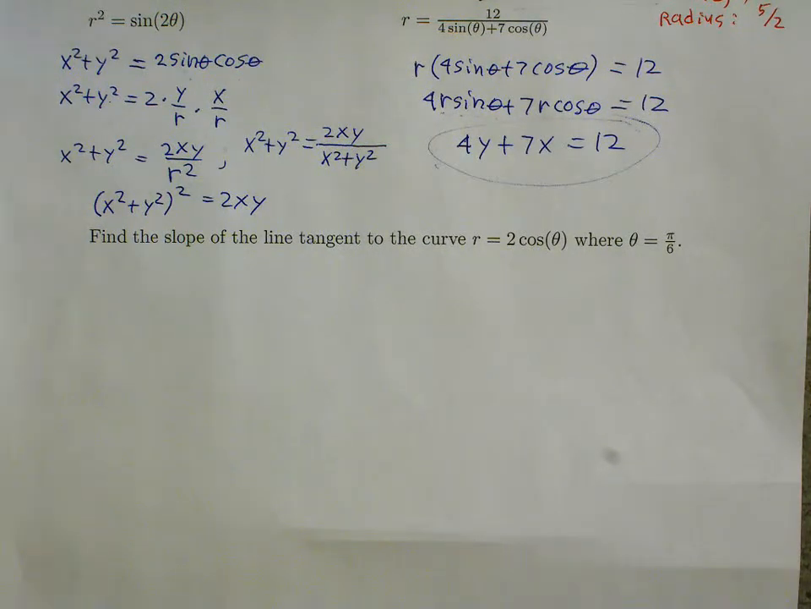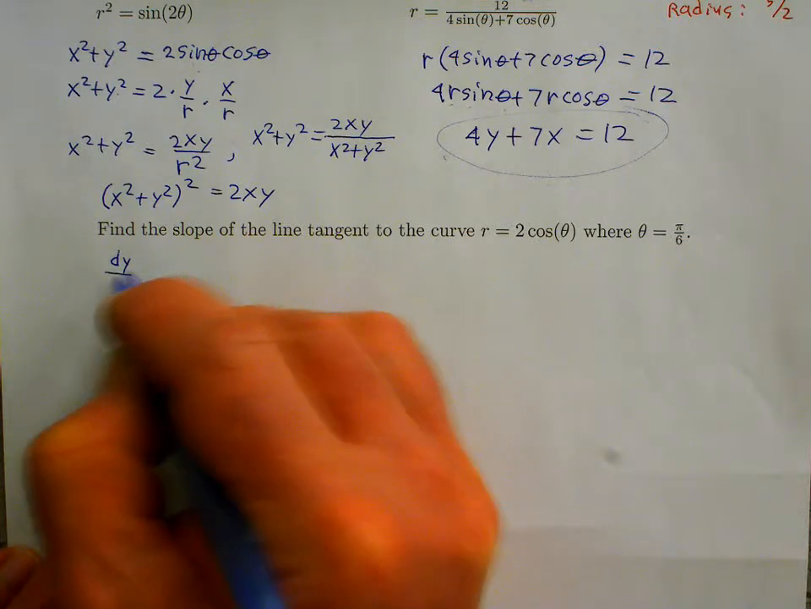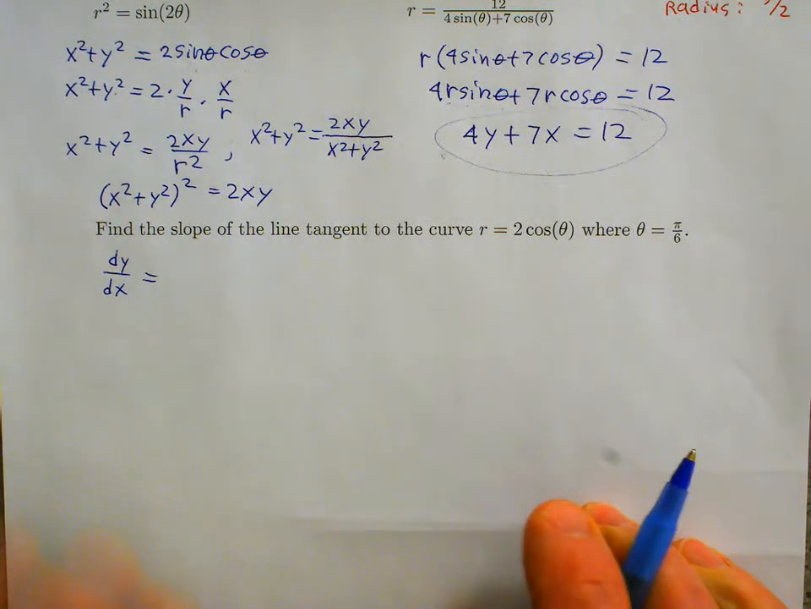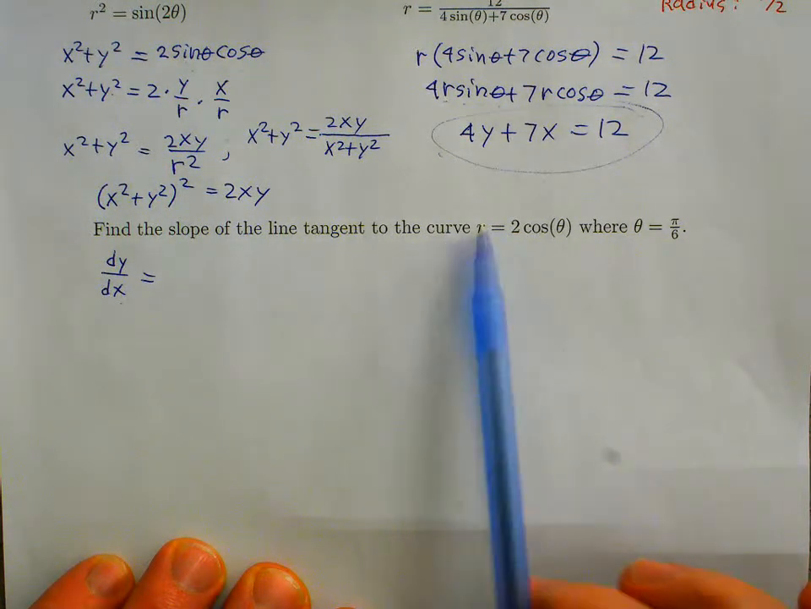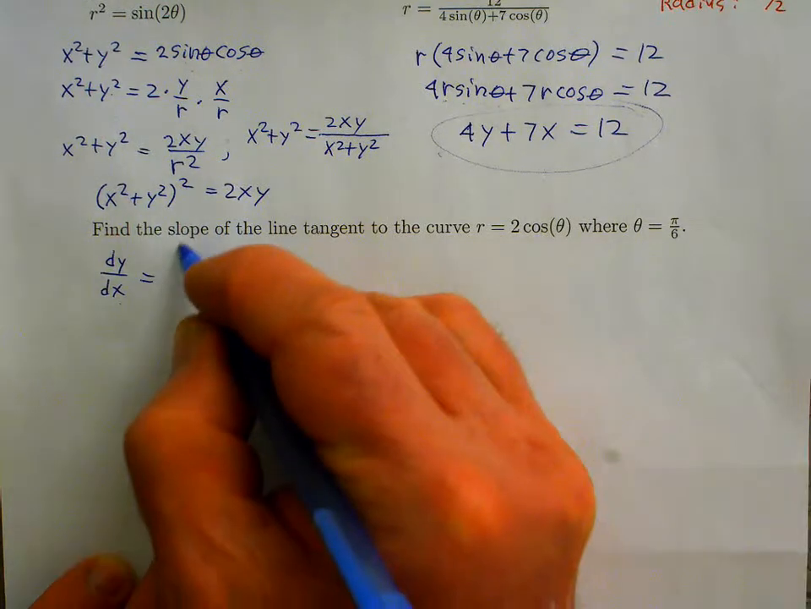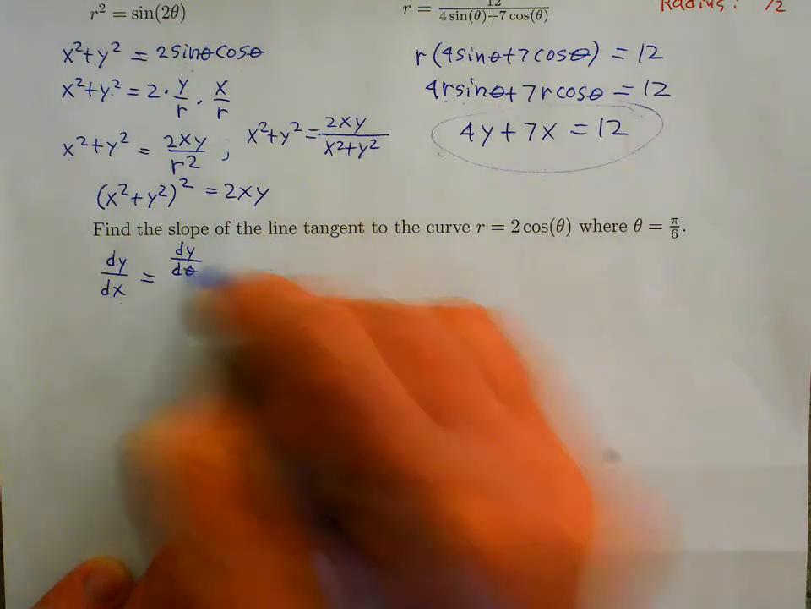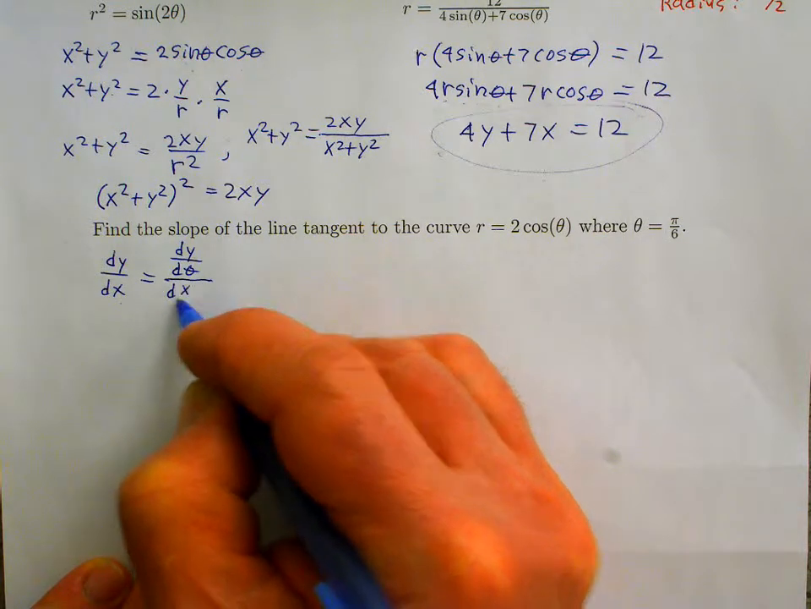So in order to find the slope of the line, we need to know what the first derivative is, and then evaluate the first derivative at a certain number. So remember our formula dy dx. So the derivative of y with respect to x, since x and y are parameterized, the numerator is the derivative of y with respect to theta, divided by the derivative of x with respect to theta.